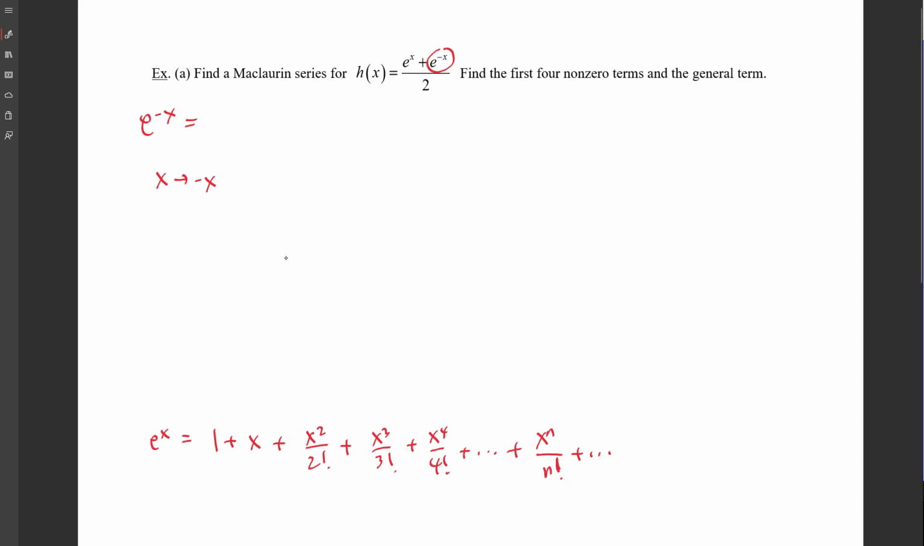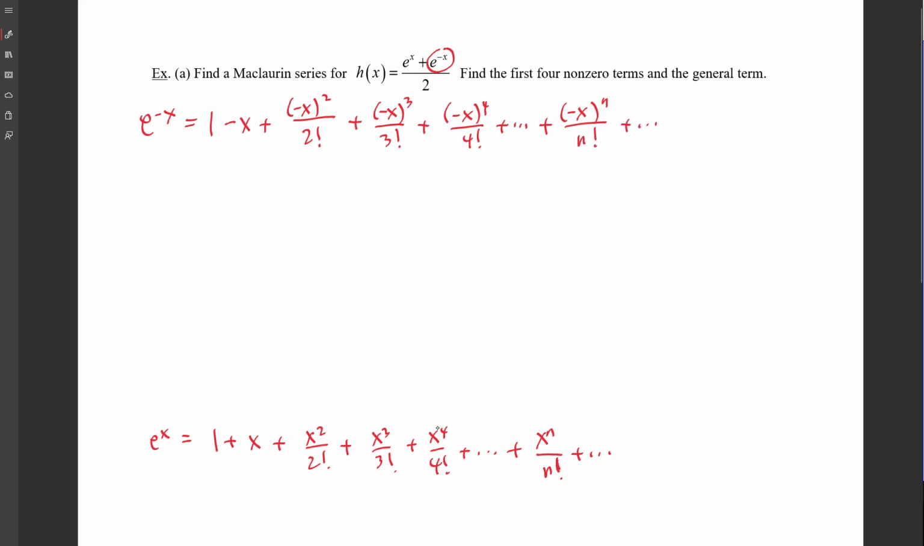Let me look at my e to the x here, and everywhere I see an x, I'm going to put in negative x. So that'll be 1 plus negative x, so 1 minus x plus the x changes to a negative x. It's a substitution. It's not changing the sign, so make sure we understand. Everywhere there's an x, we're substituting the quantity negative x. And this will be negative x raised to the 4th power over 4 factorial plus dot dot dot plus negative x raised to the n over n factorial plus dot dot dot.